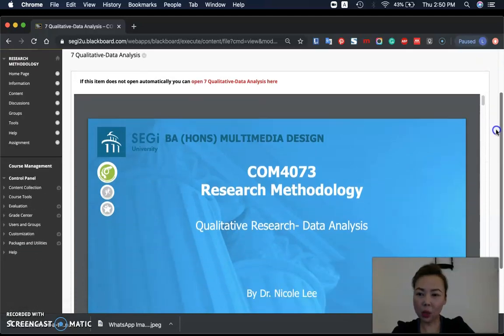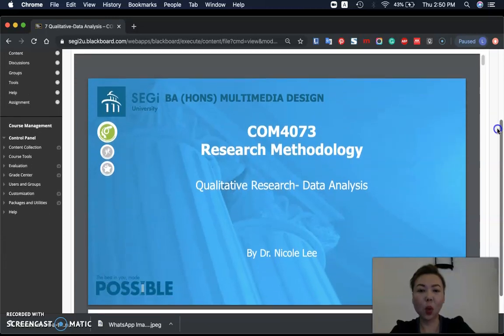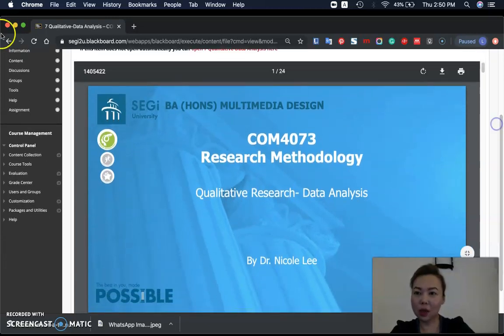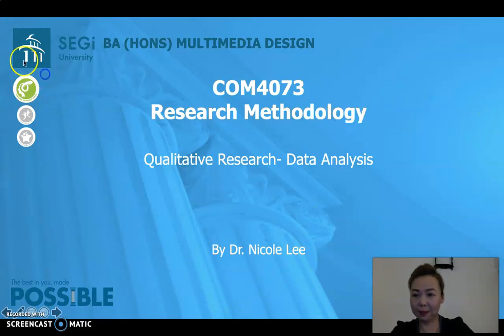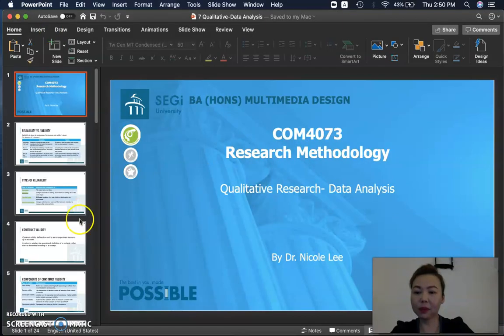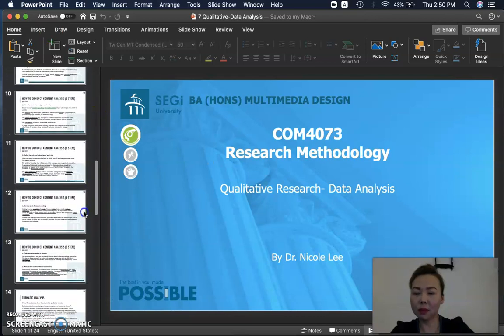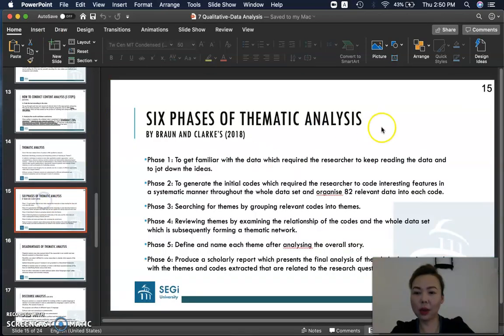So, in class we have actually covered 10 slides. So we should do a workshop on how to analyze qualitative data. Once you grab this slide, you could move on to slide number 15, where you can find the 6 phases of thematic analysis.